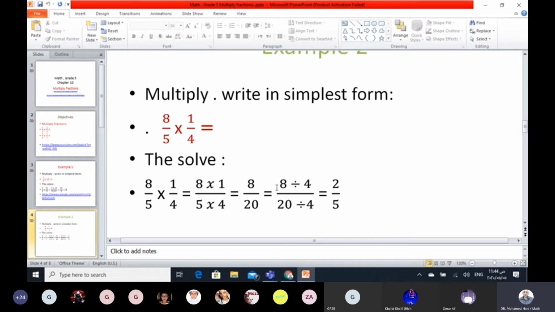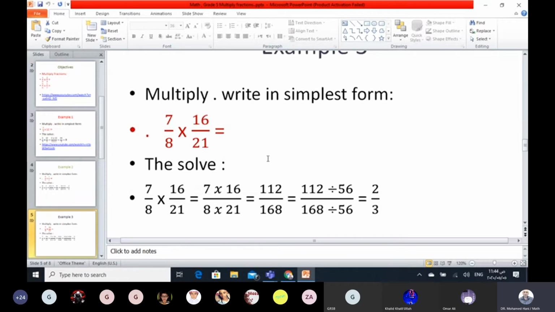So I can write here 8 divided by 4 over 20 divided by 4. So 8 divided by 4 will be 2. And 20 divided by 4 will be 5. So this is the simplified. This is the last answer. This is the simplest form. So 2 over 5. So 8 over 5 multiplied by 1 over 4 will be what? Will be 2 over 5. Example 3 here.